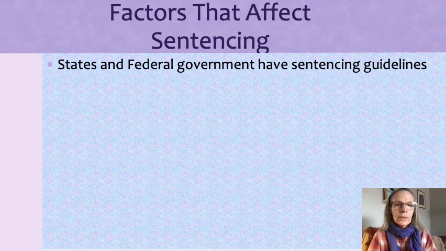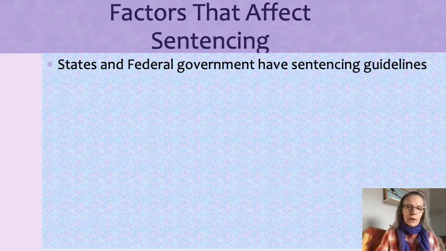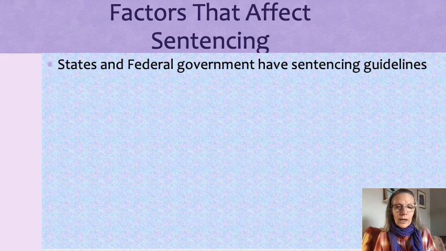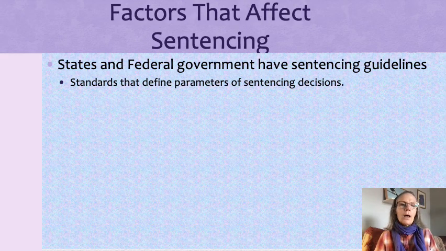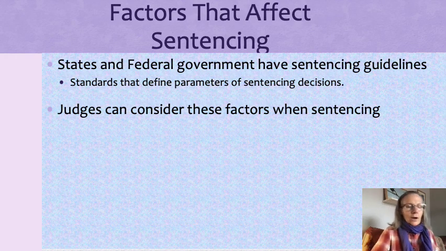And so you'll read about those in the textbook. Both the state and federal government have sentencing guidelines. And so if you Google Wisconsin state sentencing guidelines, there are worksheets that both the prosecutor and the defense attorney work through in terms of trying to figure out what the appropriate sentence is. While sentencing guidelines are not necessarily binding to the judge, we do use them to get a sense of what sentence that person should receive. Sentencing guidelines are basically the standards that define the parameters of sentencing decisions, and those are embedded in state law. And so one factor that affects sentencing is sentencing guidelines.